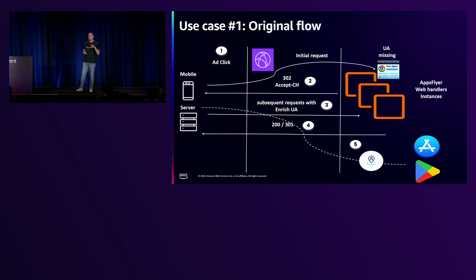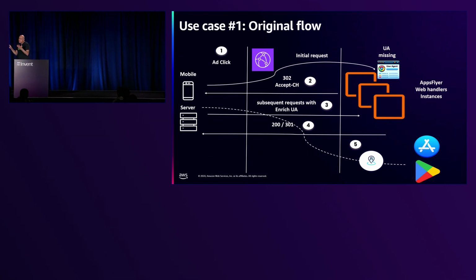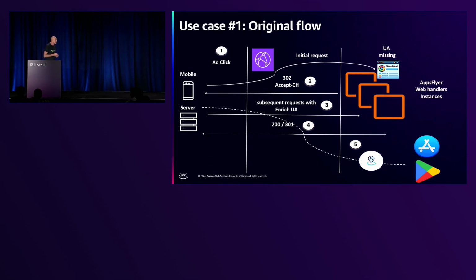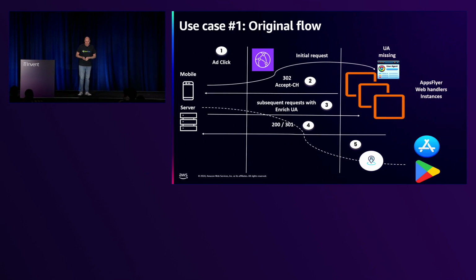And again, in the web handler, we need to add logic to identify that we have a missing user agent and to manage all the interaction between the client and the server. It answers the challenge, but it's very bad because we also need to manage it, and the round trip is a killer. How do we solve it with CloudFront function?